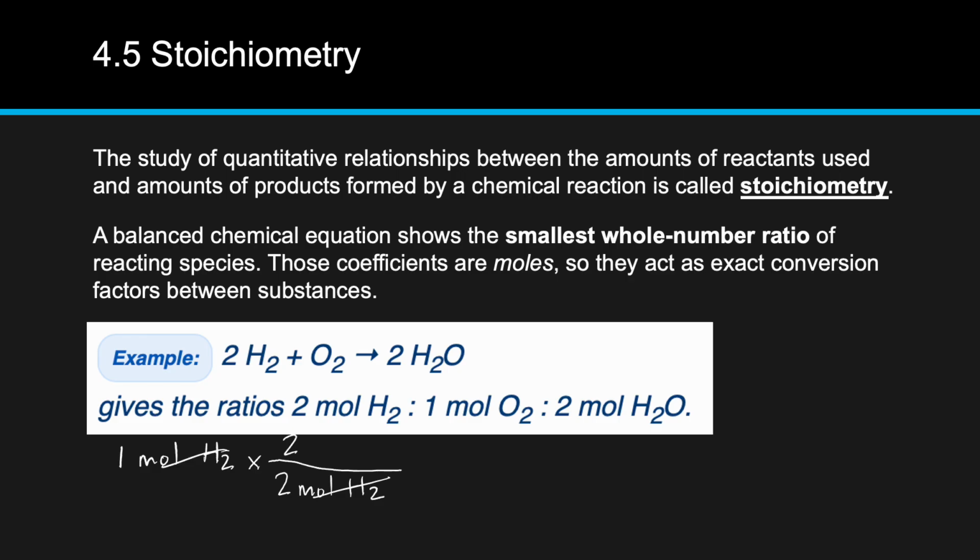So for my balanced chemical equation, I have 2 moles of water, and that means for every 1 mole of hydrogen gas, I produce 1 mole of water. So this relationship here, this fraction, that is called our mole ratio, and that is taken directly from the balanced chemical equation.